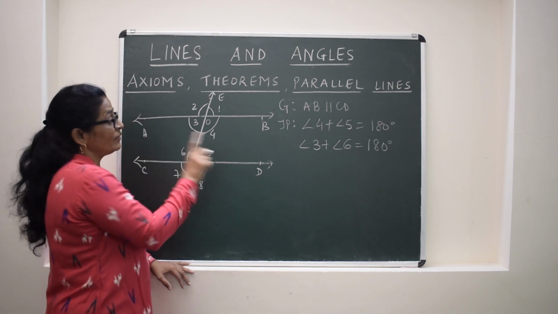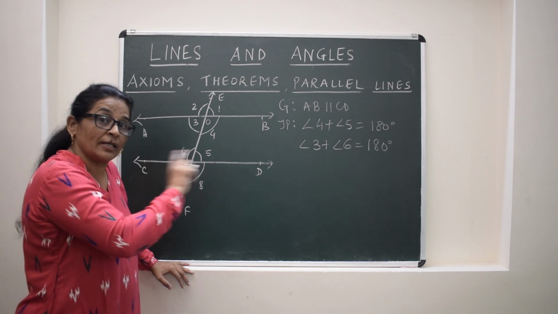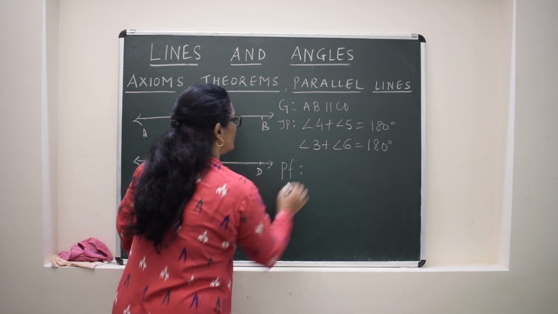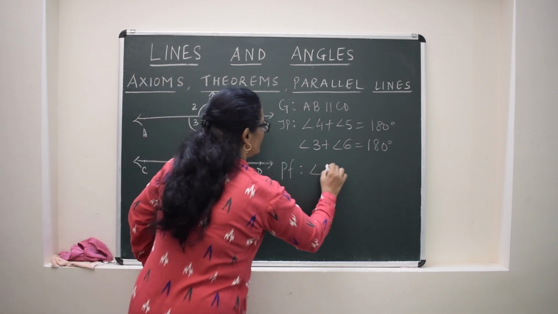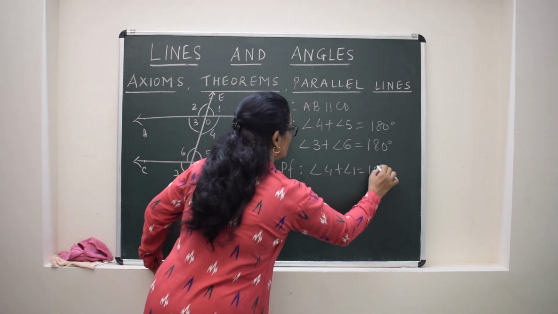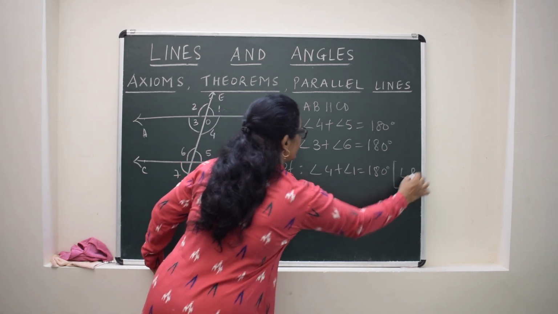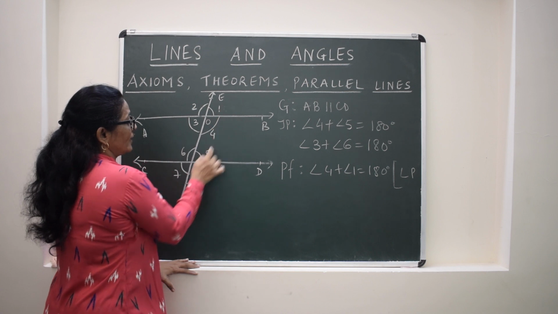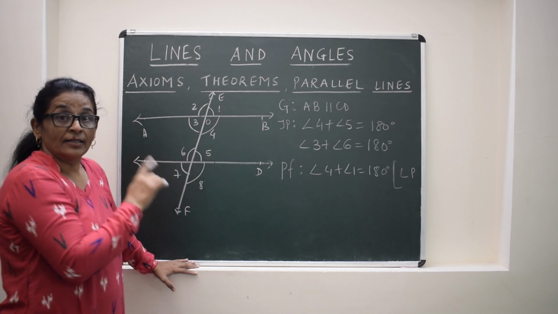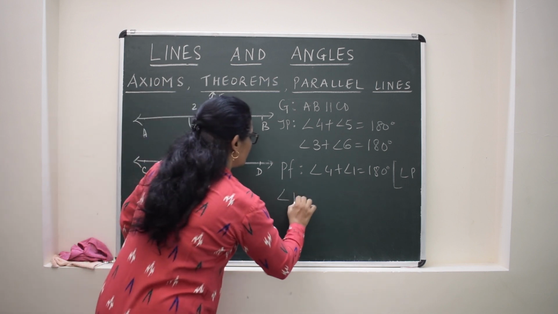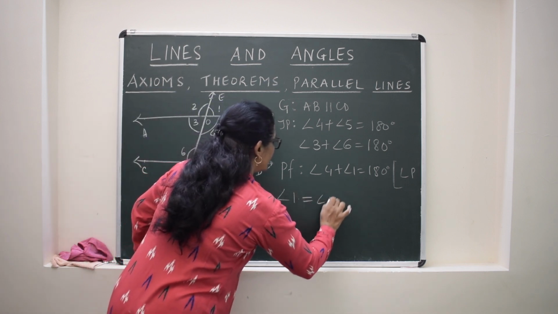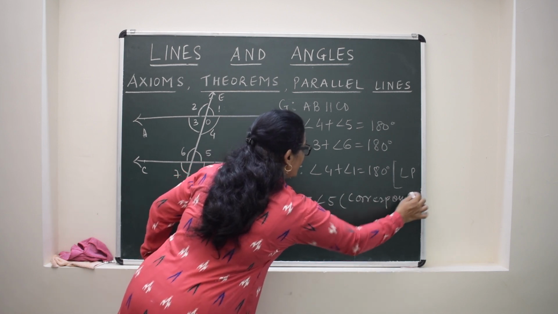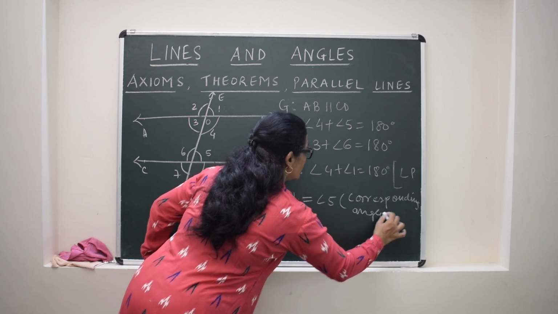Always remember, whenever there is no construction part, we will just skip that point and directly do the proof of the theorem. So in the proof, what are we taking? Angle 4 plus angle 1 is equal to 180 degrees. Either write linear pair or write axiom. Now, angle 1 and angle 5, what type of angles are they? Corresponding angles. So angle 1 is equal to angle 5. The reason is corresponding angles are equal.